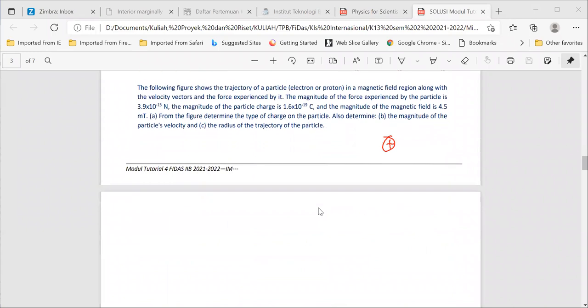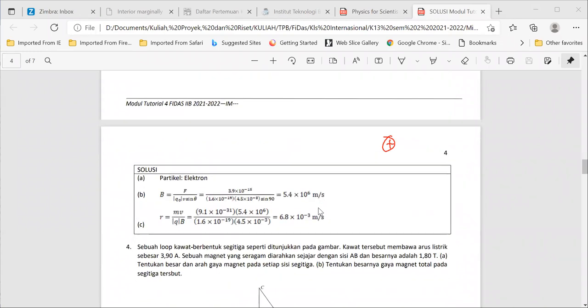I think it's not electron. It should be a positive particle. Positive particle.